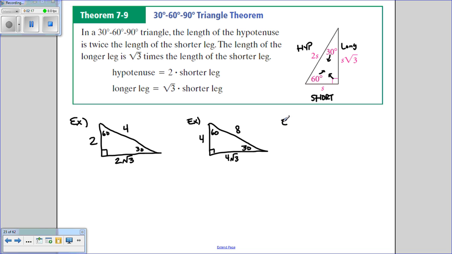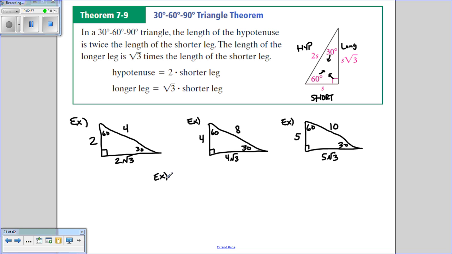Let's try another one. This time I'm going to give you the long leg. Let's say the long leg is 5 radical 3. From the long leg, I can get the short leg, because the long leg is the short leg times radical 3. So the short leg would be, in this case, 5. Short leg doubled gives me my hypotenuse, 10. There you go.